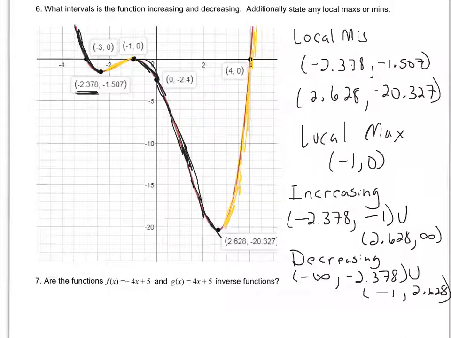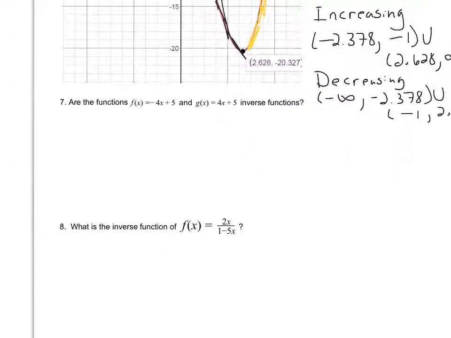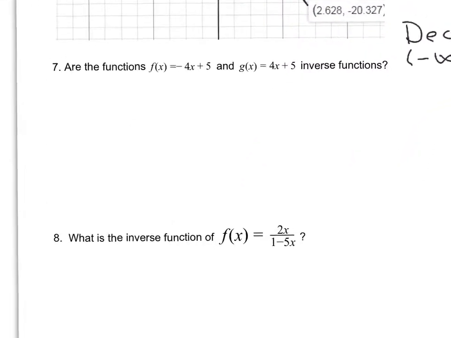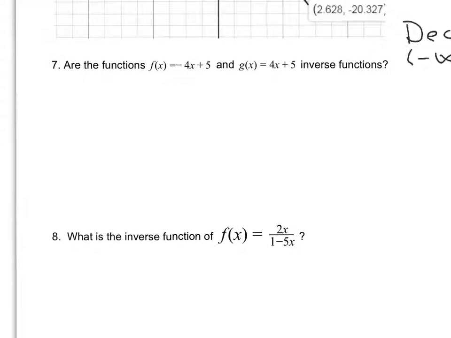All right, so let's look at question 7, which deals with our inverses that we did in section 2.4. One way we could graph these and see if the two functions are symmetric to y equals x. I'm just going to test one value just to see if it works, because if it doesn't work, then we can be done. And if it does work, then we can check it, maybe graph them and see if they are symmetric to the line y equals x.